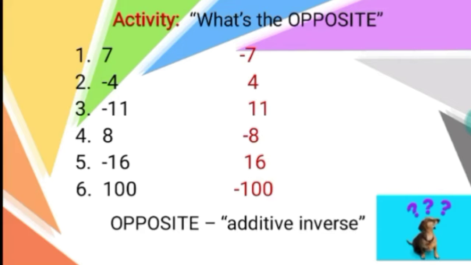Now, remember that the opposite is also called the additive inverse. So kapag ang tinatanong is what is the additive inverse of positive 3, then that is negative 3. What is the opposite of positive 3? That is also negative 3. Because the other term of the opposite is additive inverse. So pag sinabi nating additive inverse, that is also referring to its opposite.